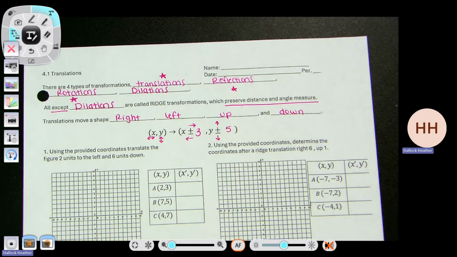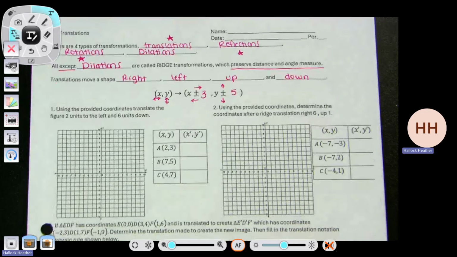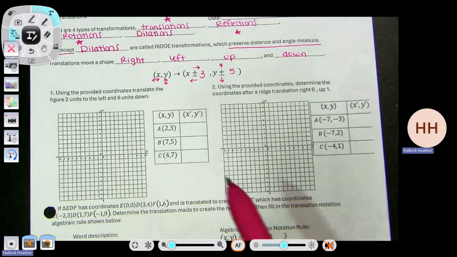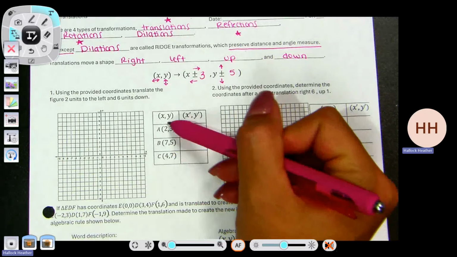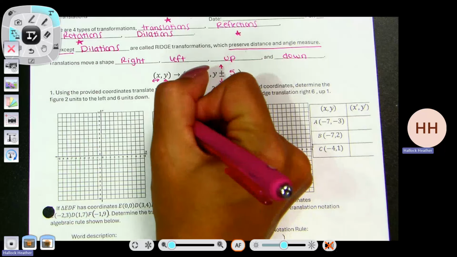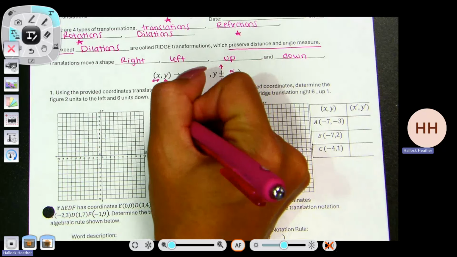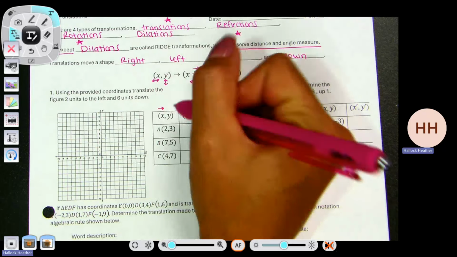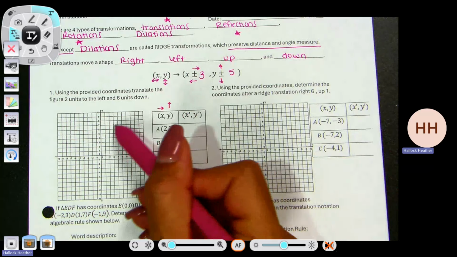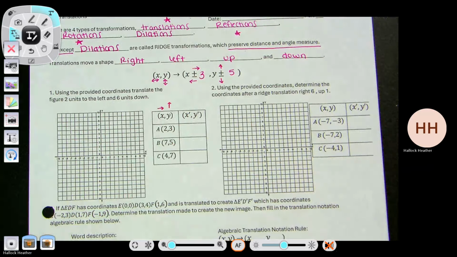So for number 1, it says using the provided coordinates, translate the figure 2 units to the left and 6 units down. We're going to take these coordinate points to start, and we're going to plot them. So take a minute, plot your points. Remember, X is side to side, so we're going to go right, and we're going to go up, because all of these are positive. So they're going to end up in this first quadrant.